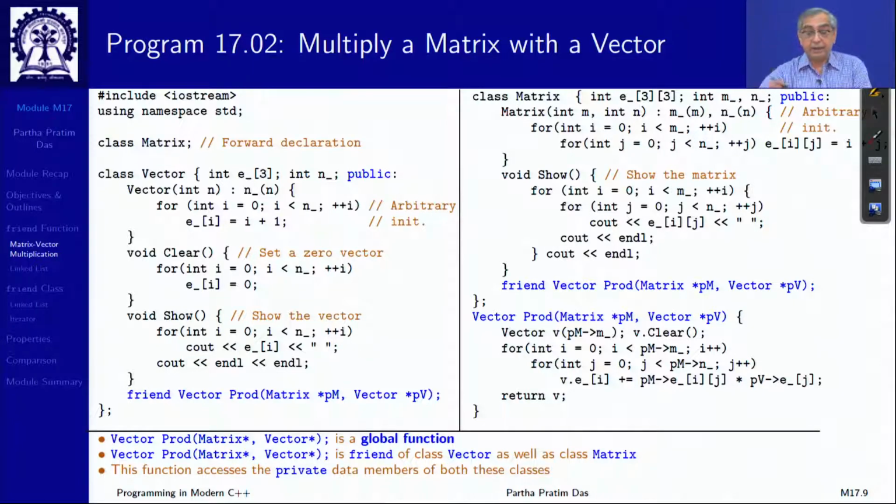So, let us take an example. The example here is to be able to multiply a matrix with a vector, right. So, I have a vector class.